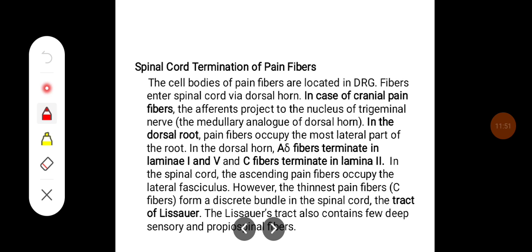Then the termination of these pain fibers in the spinal cord. The cell bodies of the pain fibers are located in the DRG. The fibers enter the spinal cord via the dorsal horn. In the case of cranial pain fibers, the afferents project to the nucleus of the trigeminal nerve in the medullary analog of the dorsal horn. In the dorsal root, pain fibers occupy the most lateral part of the root.